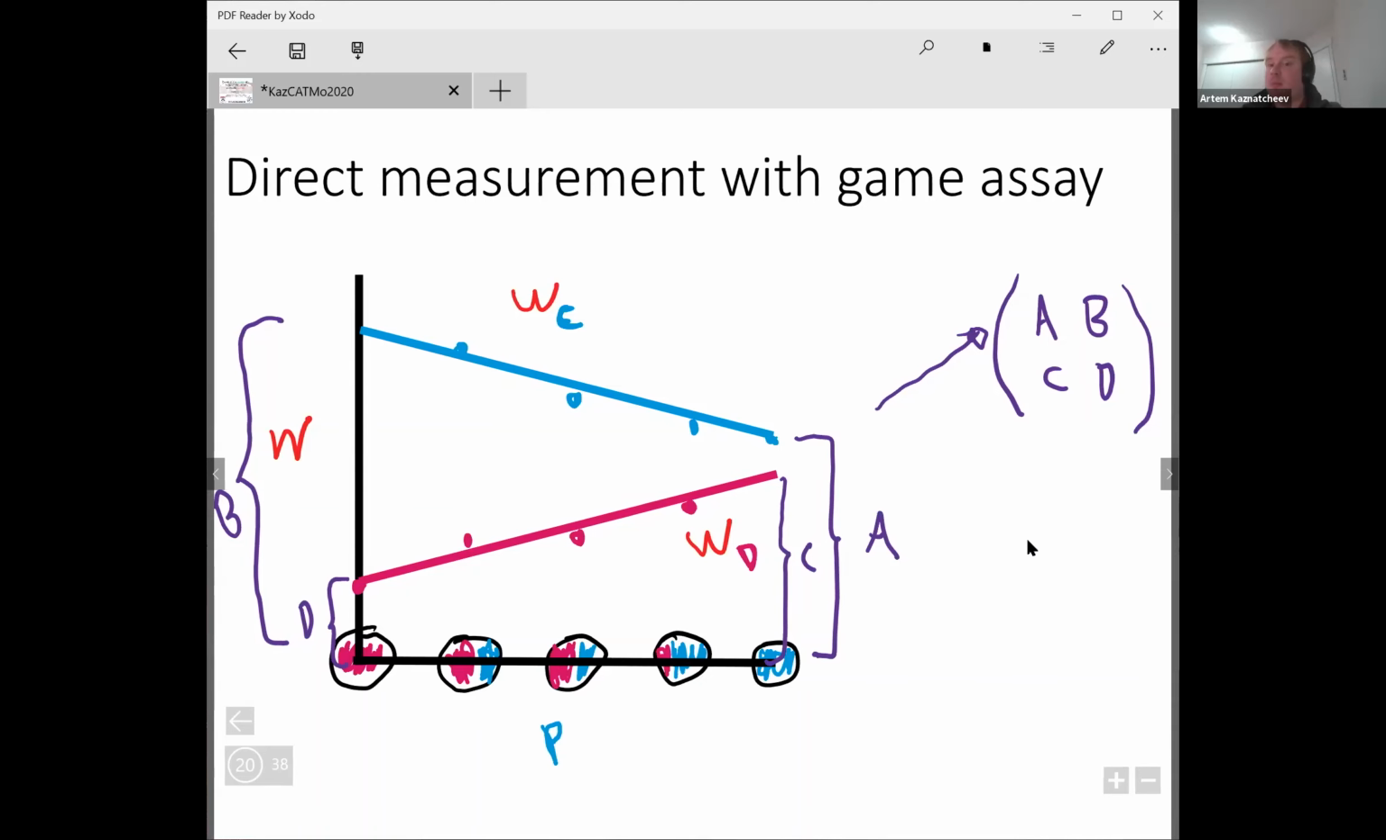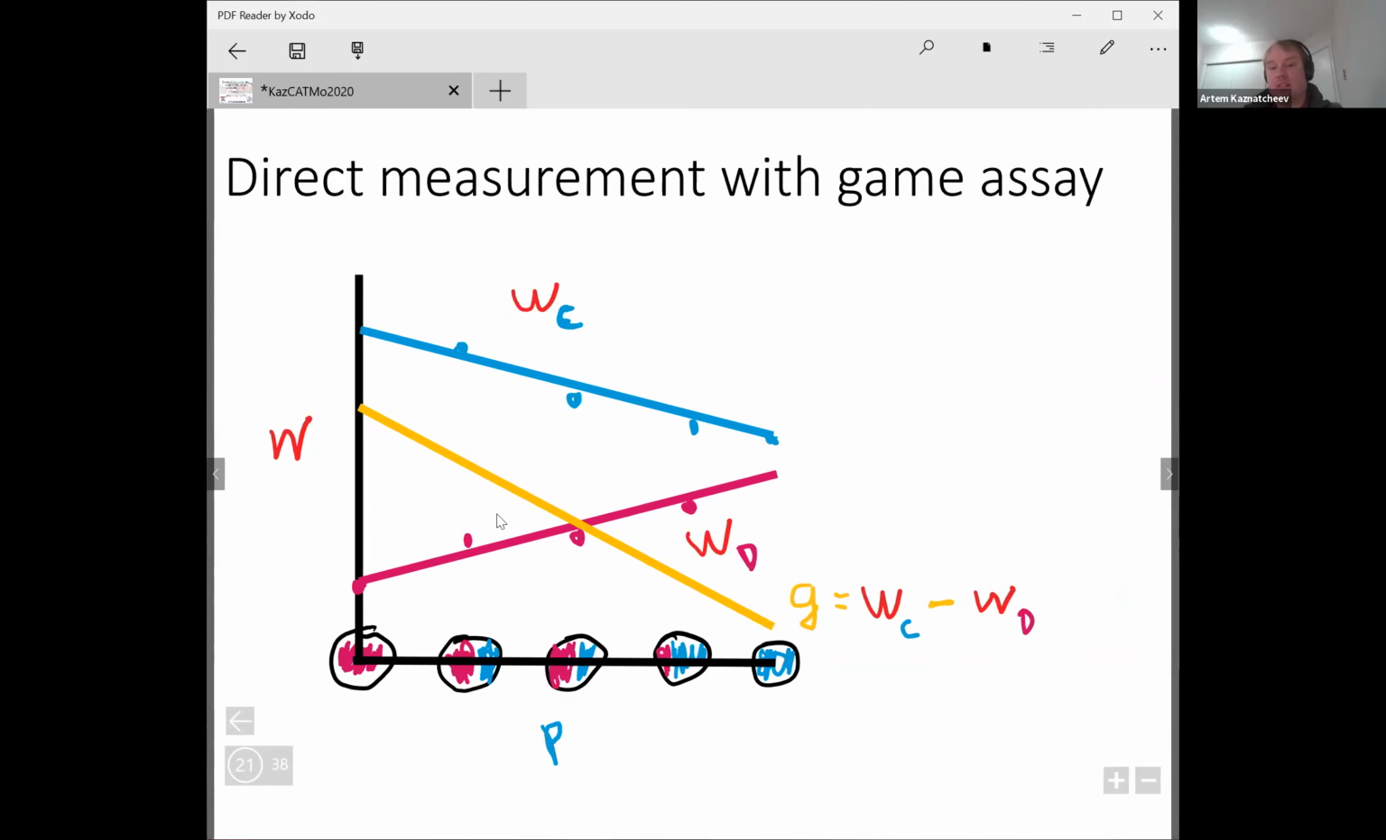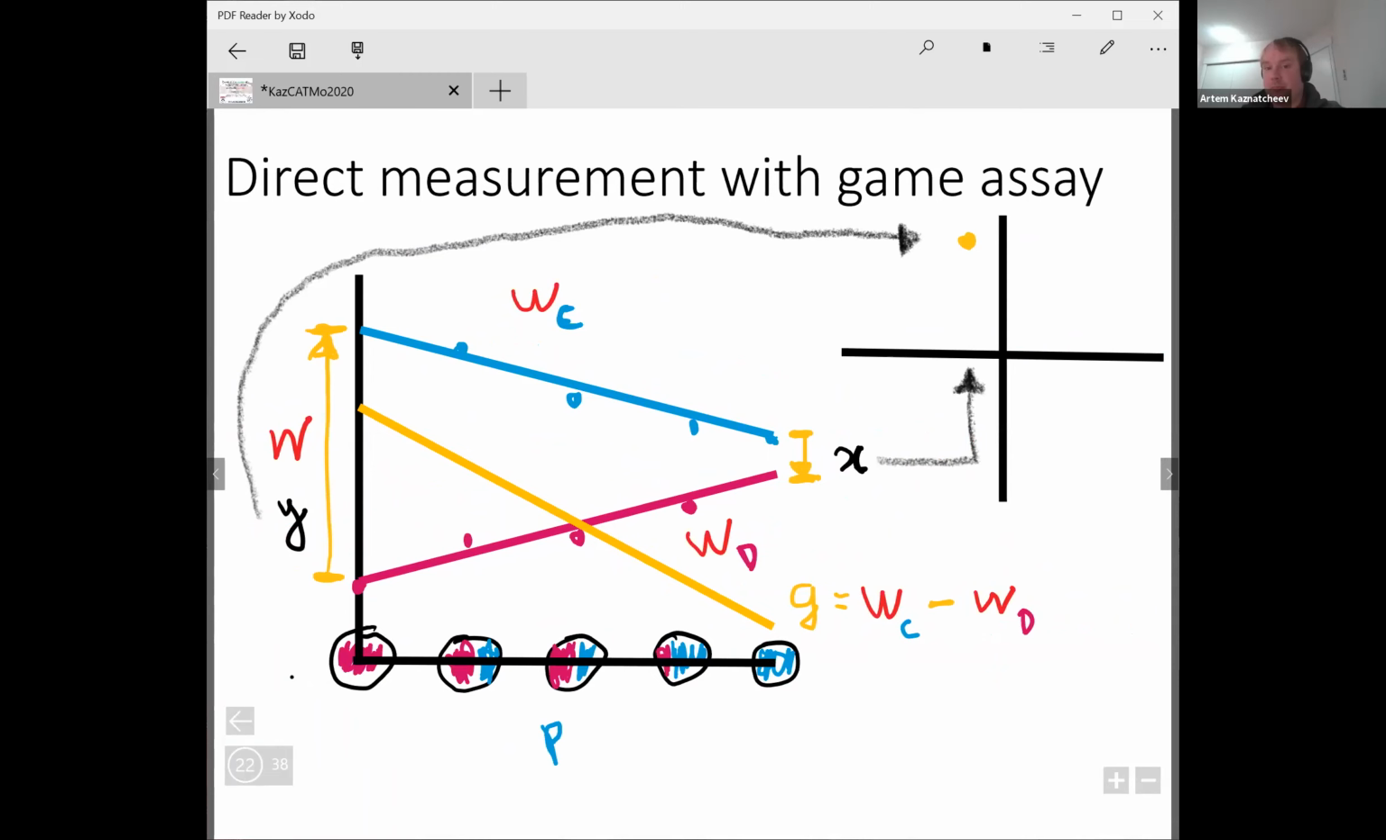Alternatively, if we just want to plot the point in game space, we can look at the gain function instead. The gain function in this case is just the fitness of C minus the fitness of D, represented here in gold. And from that gain function, we can get a game point in a 2-dimensional game space. We'll see this come up later when I give some experimental examples.